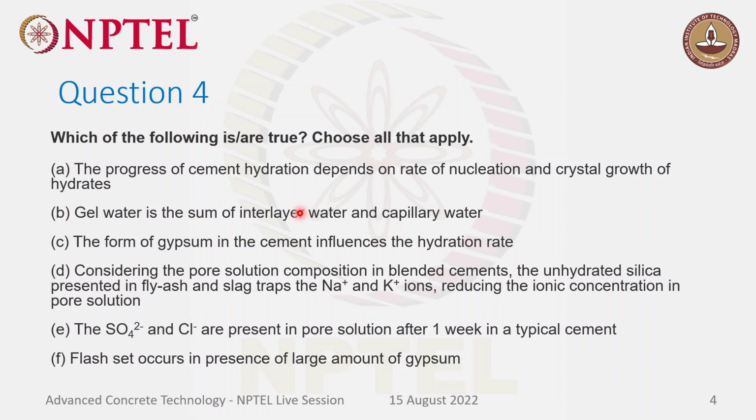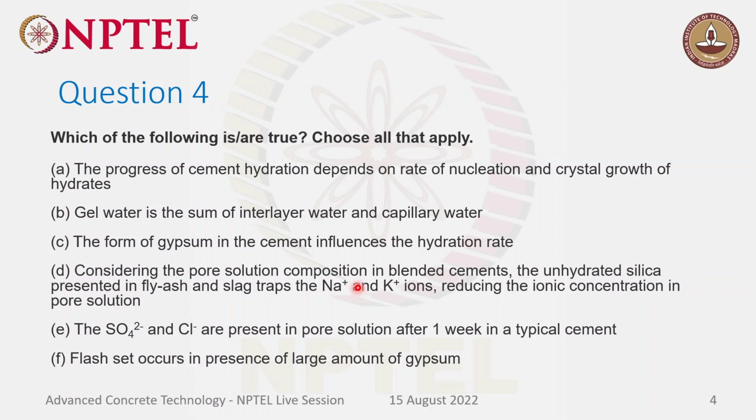Option A is the progress of cement hydration depends on the rate of nucleation and crystal growth of hydrates. Option B is gel water is a sum of interlayer water and capillary water. If you know gel water, then you should know what makes up the gel water. Option C is the form of gypsum in the cement influences the hydration rate. We know that gypsum is a set controlling agent. So does gypsum really affect the hydration rate? If it is so, then you have to pick option C as well. But if it is not so, then you have to leave it.